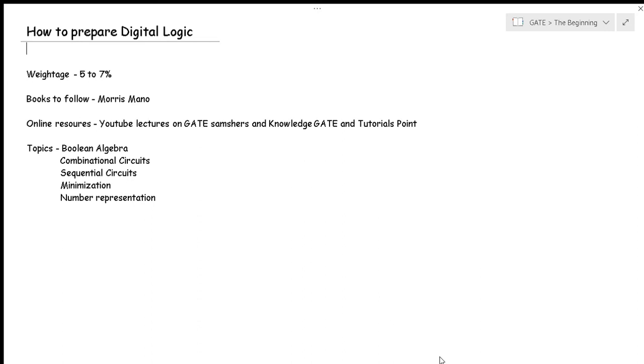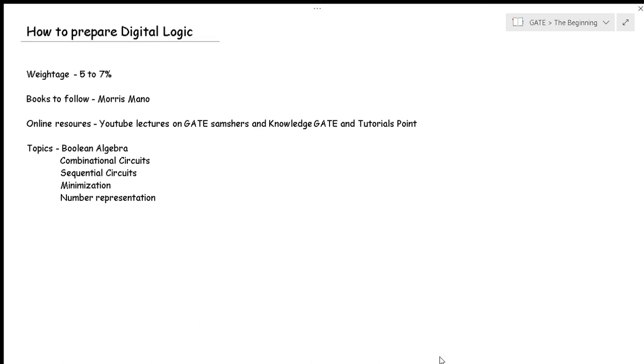Today I'll be talking about how to prepare digital logic for GATE. Digital logic is the subject which I personally found very easy to understand and highly scoreable. There isn't much variation when it comes to digital logic, right? It's the subject where you just need to learn very few concepts and you will be able to get the answer right most of the time.